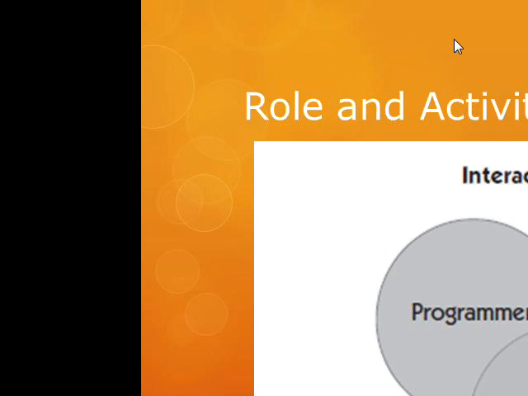Now, in terms of testing, I will explain the role and the activities in the Agile team. As you can see, I have made 3 circles which show the interaction of each role among the 3 different persons who are working in a team. So a programmer programs. He also gives some information to the tester.